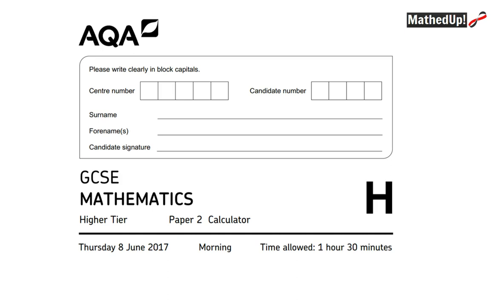Hi, this is the AQA Summer 2017 GCSE Mathematics Higher Paper 2. This is the first of the two calculator papers.